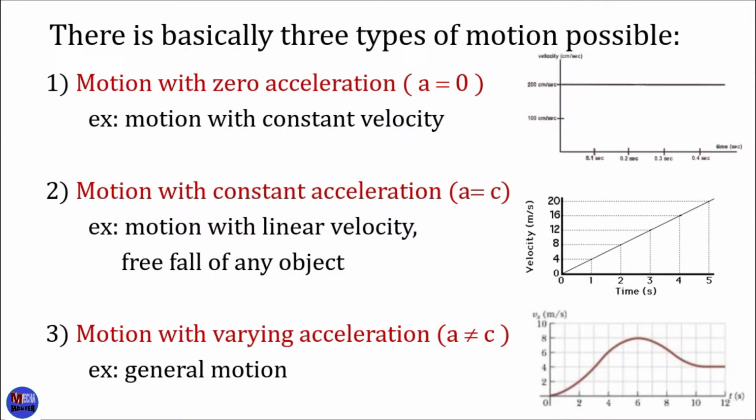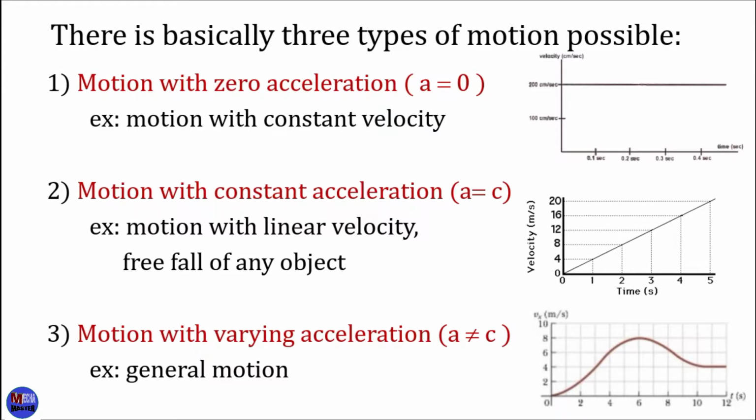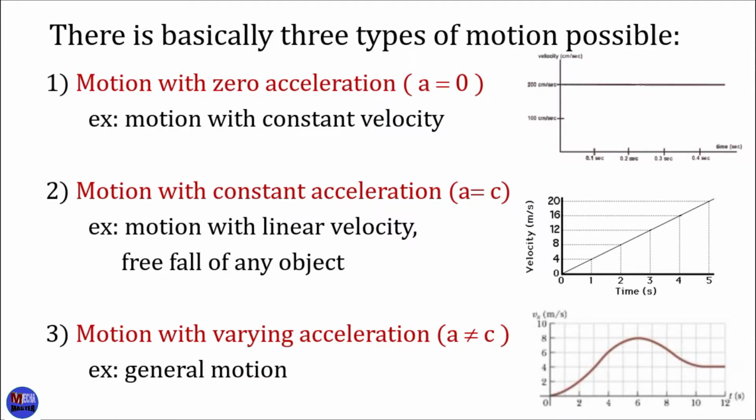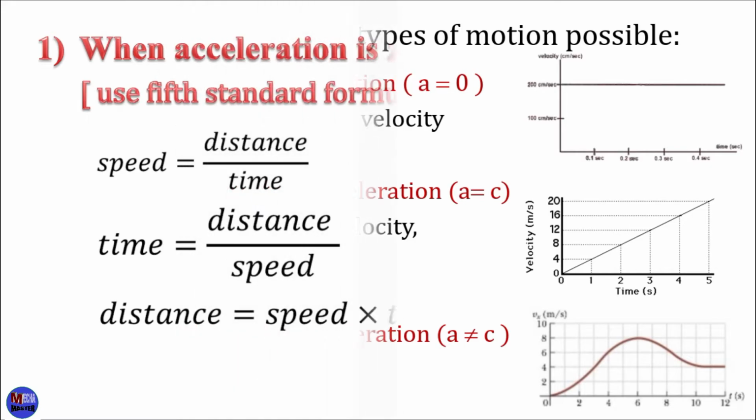There are basically three types of motion possible. The first one is motion with zero acceleration, the second one is motion with constant acceleration, and the third one is motion with varying acceleration. You can simply see the graph related to these three theories.